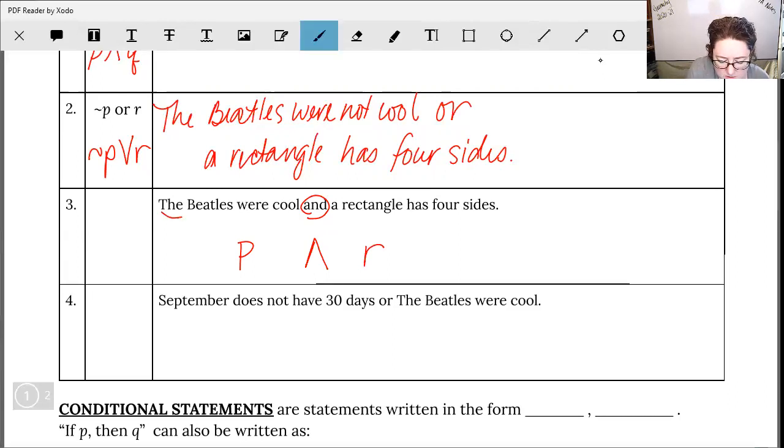And again, if you need to, you can always mark the Beatles were cool. That was your P statement. And a rectangle has 4 sides. That was your R statement. So go ahead and pause the video and try out number 4 on your own.